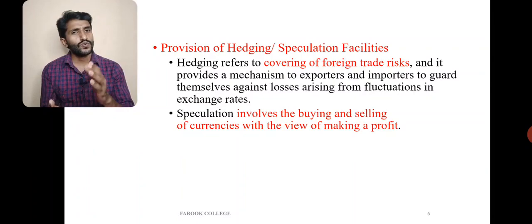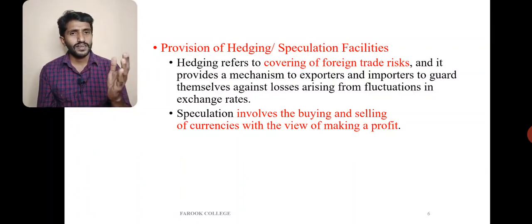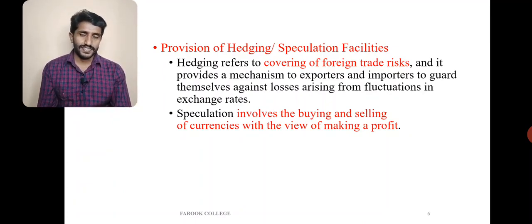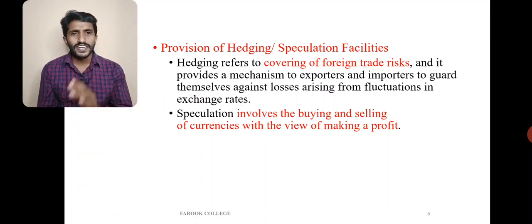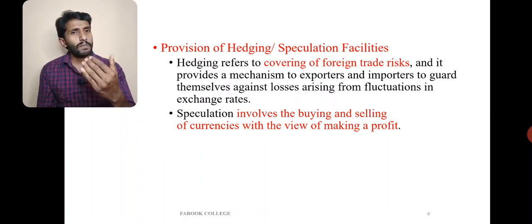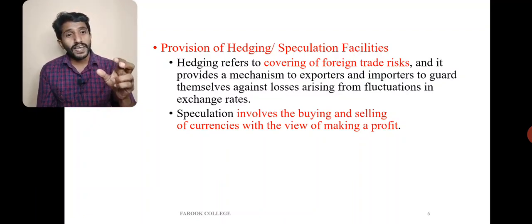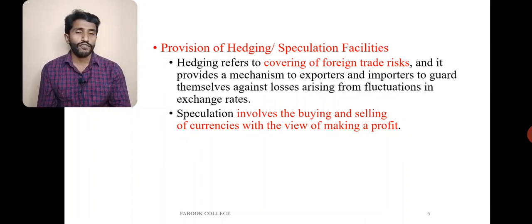It might be done through different ways, like a forward market or any other mechanism that can be utilized for that. So hedging is covering of foreign trade risk. Then speculation is just the opposite of hedging. Utilizing this chance, speculation involves buying and selling of currencies with a view to making a profit.